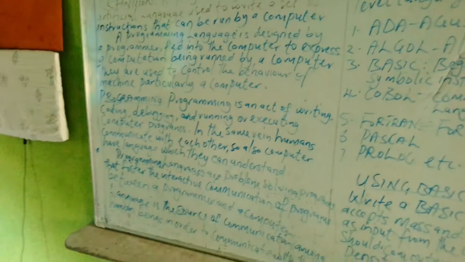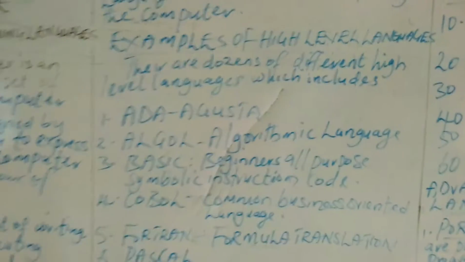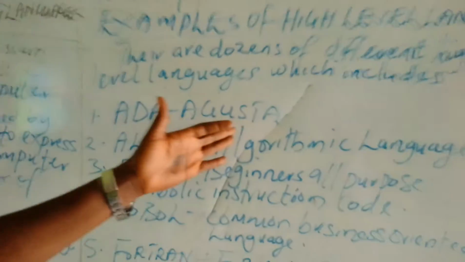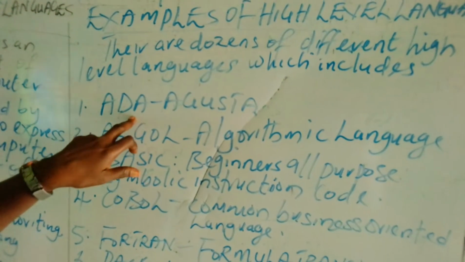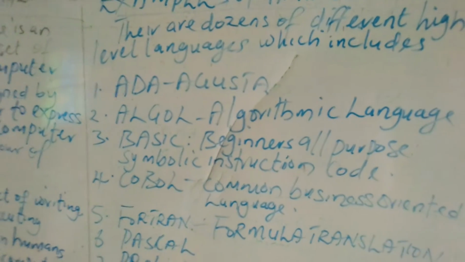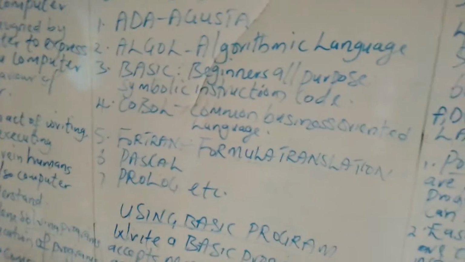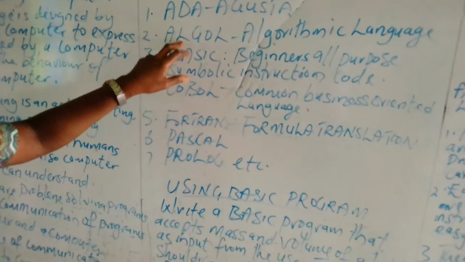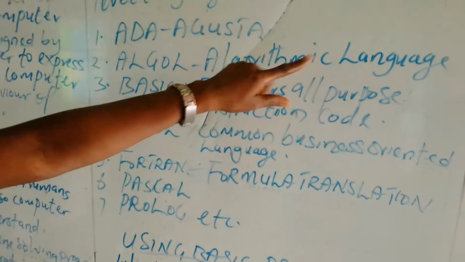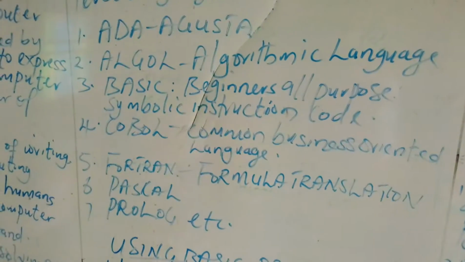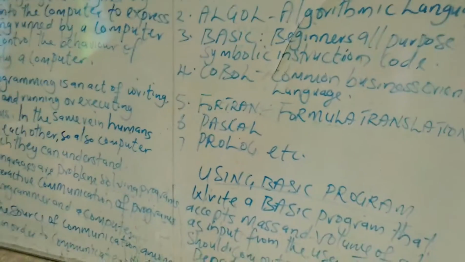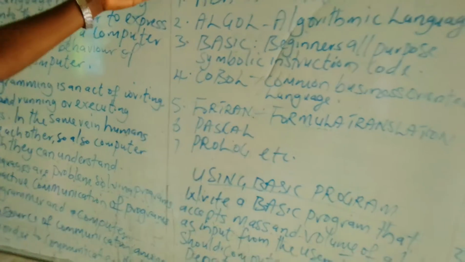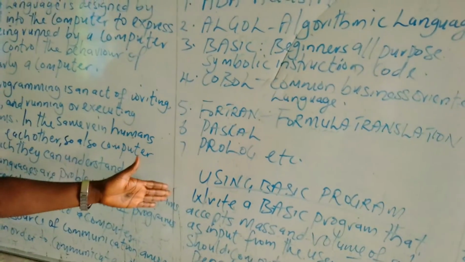Let's look at some examples of high-level languages. Like we have here, you have Ada Augusta. This program is written by the programmer called Ada Augusta. Ada Augusta is the first programmer that wrote a program that enabled the computer to function. The next one is Algol, the algorithmic language. This program is written in what? Algorithms, such that it's written in line statement numbers.